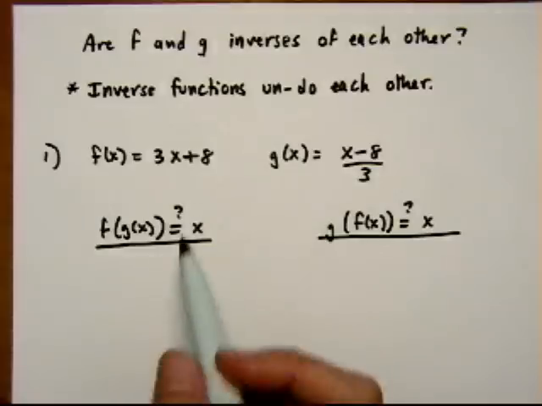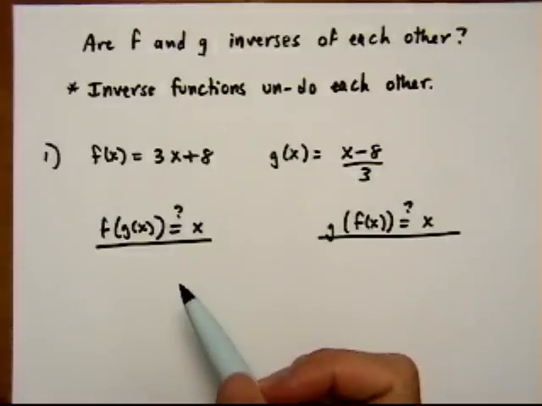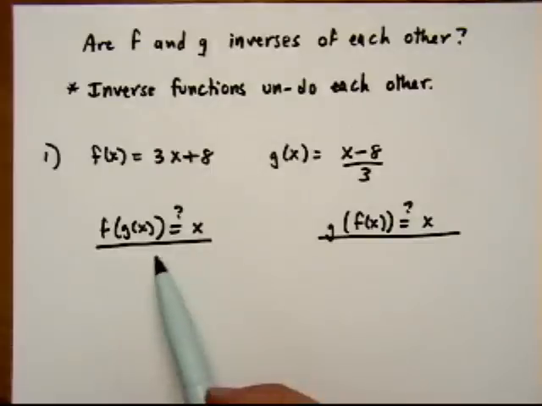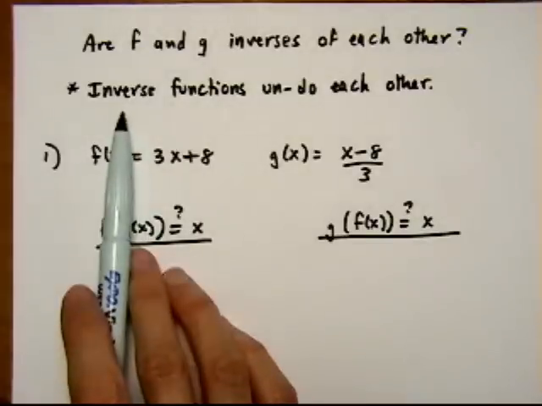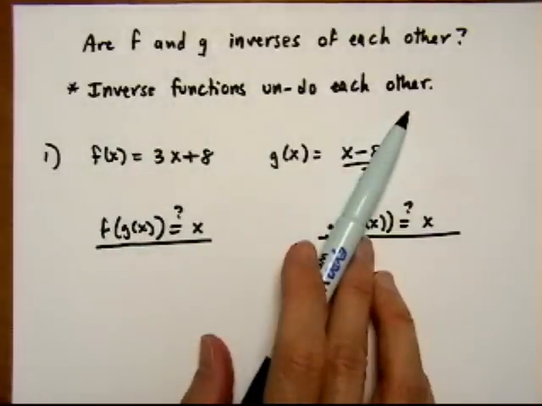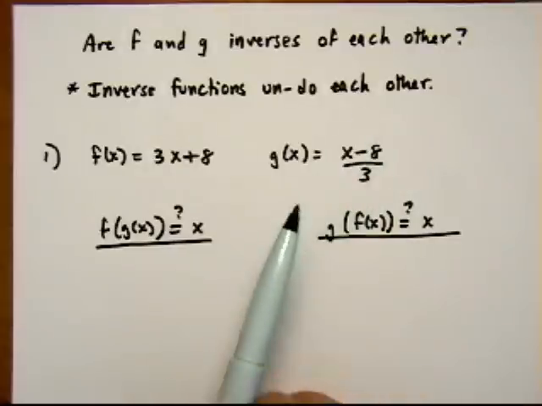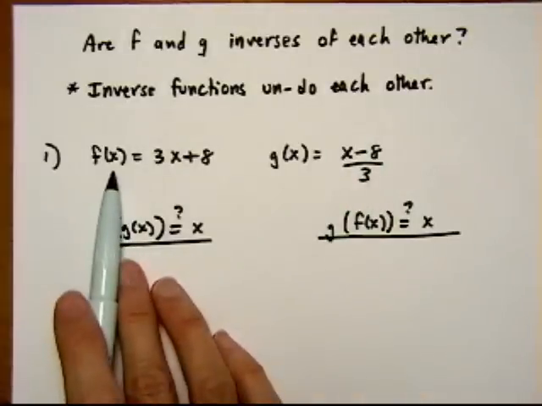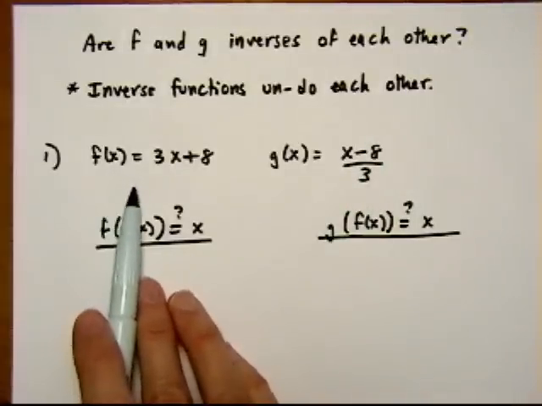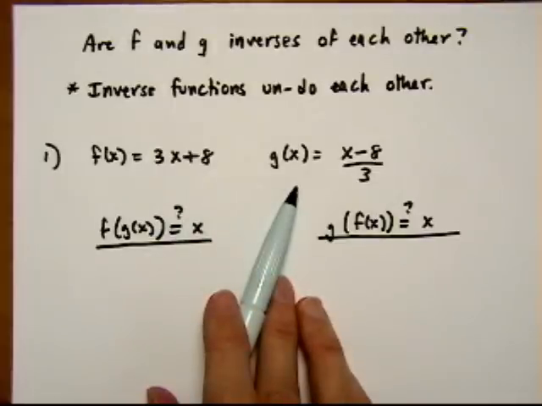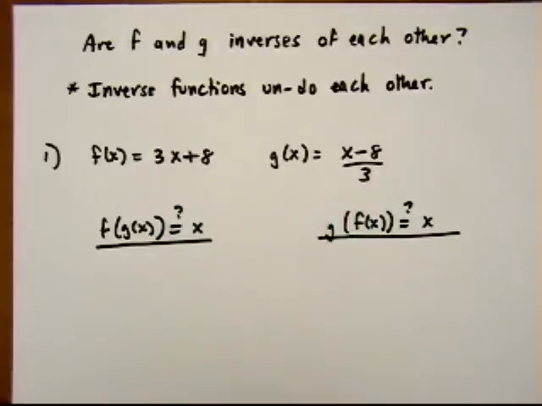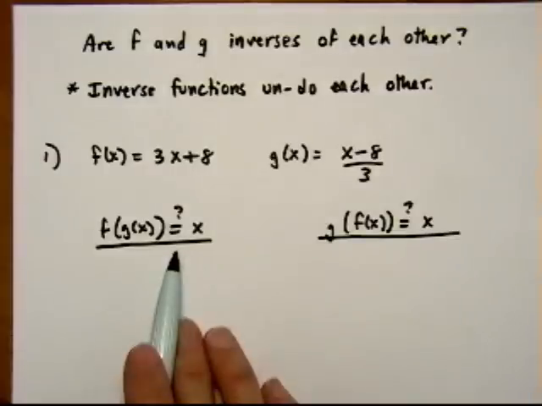Alright, here are a couple more functions where we're going to try to figure out if they're inverses or not, and like the other video, keep in mind that inverse functions undo each other. So if I put something in as x into one of the functions and I take that result and put that into the other function, the effects should all be undone and I should get just the x back out again. And here's how we test it out.